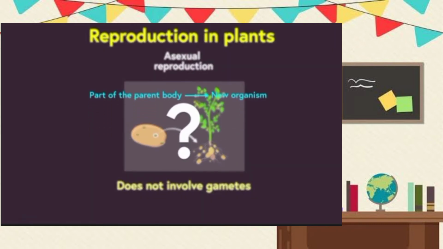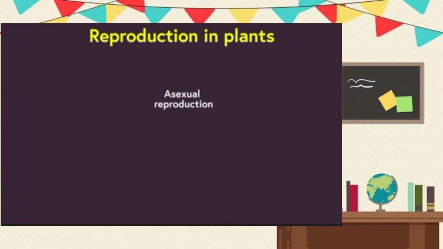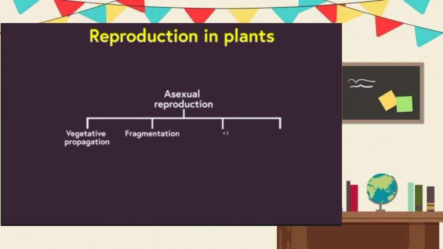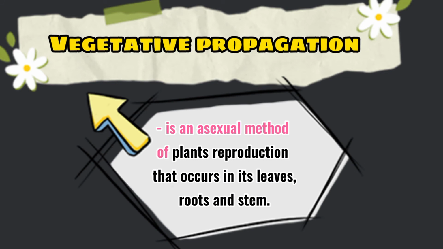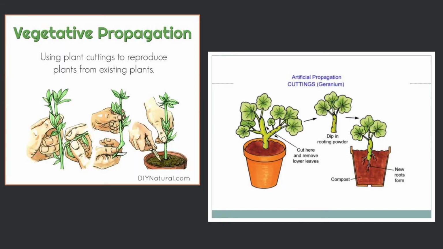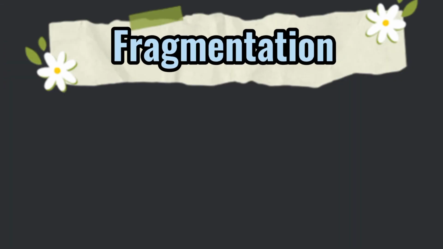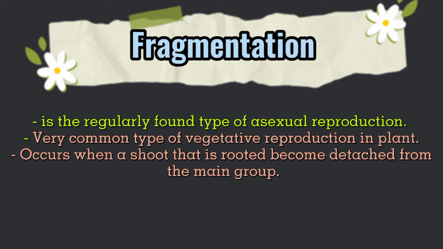But which part of the parent body will grow into a new organism? Based on various factors, asexual reproduction is further categorized into subtypes. A few of these include vegetative propagation, fragmentation, budding, and spore formation. Vegetative propagation is an asexual method of plant reproduction that occurs in its leaves, roots, and stem. Fragmentation is a very common type of vegetative reproduction in plants. It occurs when a shoot that is rooted becomes detached from the main group.